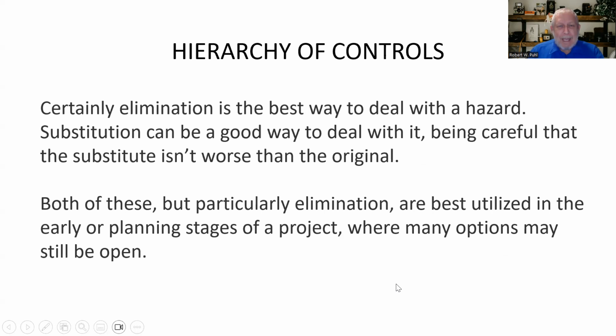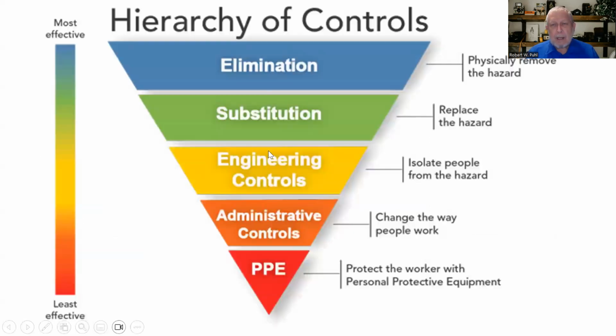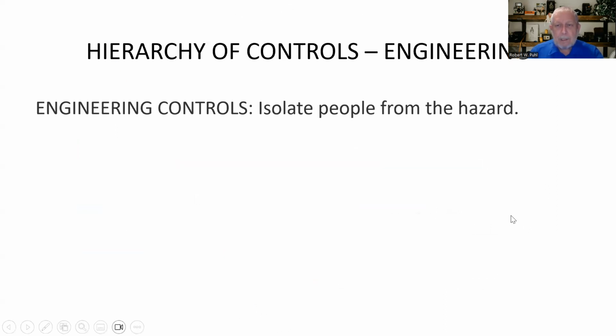Certainly, elimination is the best way to deal with a hazard. Substitution can be a good way to deal with it, being careful that the substitute isn't worse than the original. Both of these, but particularly elimination, are best utilized in the early or planning stages of a project where many options may still be open. So there's your hierarchy of controls again. We've talked about elimination, physically remove the hazard, and substitution, replace the hazard. Now guess what's next? Engineering.